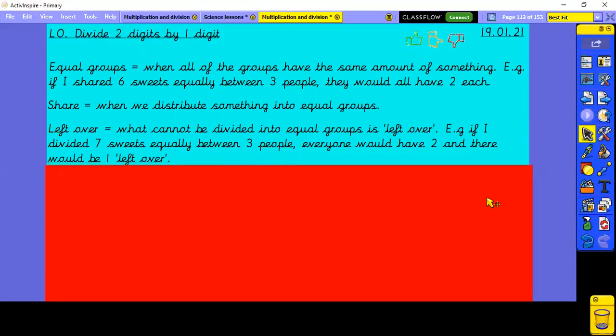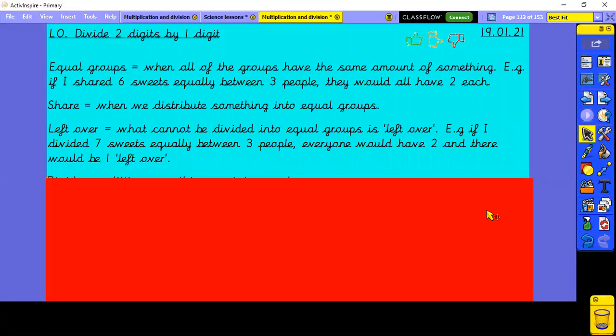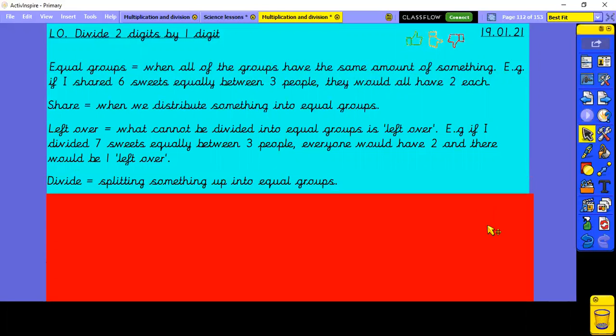Now we're going to look at the word leftover. When something is left over, it's what cannot be divided into equal groups. For example, if I divided 7 sweets equally between 3 people, everyone would have 2 each and there would be 1 left over. There is 1 that cannot be shared equally. Now the word divide. When we divide, we split something up into equal groups.